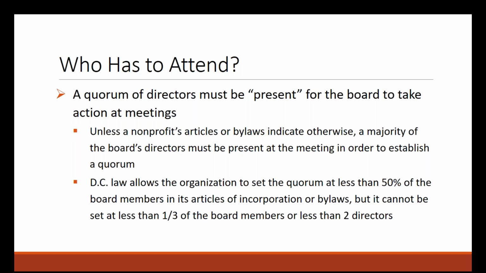So there's a floor. Now here's one situation where the code gives you some flexibility, but creates some thresholds and some boundaries. So you can go below 50%, but not less than a third or less than 2. And of course, you can choose to go over 50% for your quorum requirement. So definitely check your bylaws to see what your quorum requirement's at.